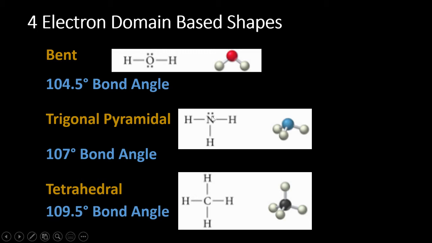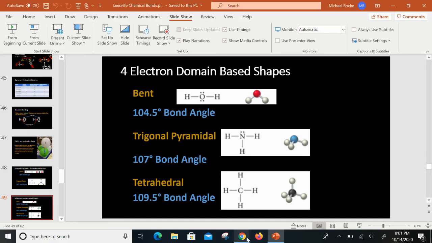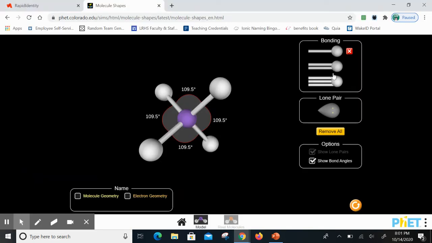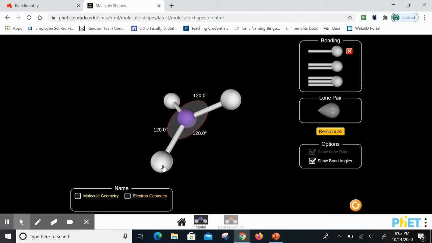If we introduce a lone pair, so take away one of these H's and put a lone pair in there, that lone pair still needs space from these electrons. And so because of that, it's called trigonal pyramid. To take a look at that, if we take away one of these and replace it with a lone pair, so there's your trigonal planar, right?